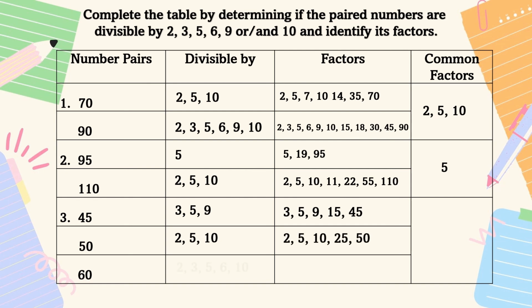And the last number is 60. It is divisible by 2, 3, 5, 6, and 10, and its factors are 2, 3, 5, 6, 10, 12, 20, 30, and 60. And their common factors are 5 and 10.